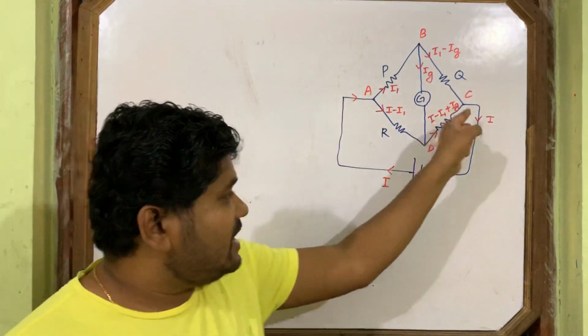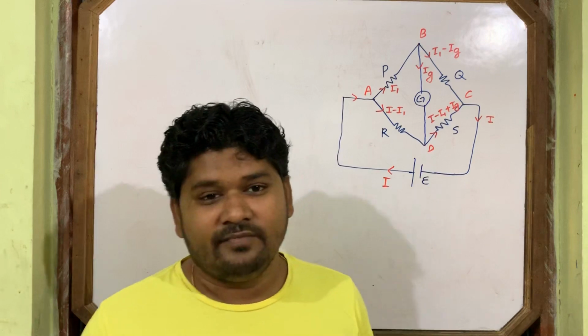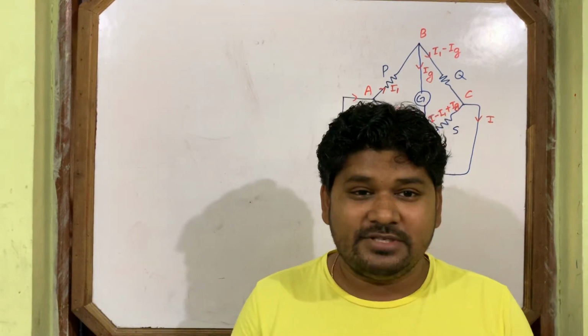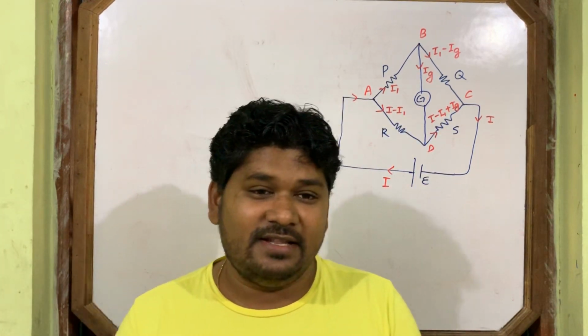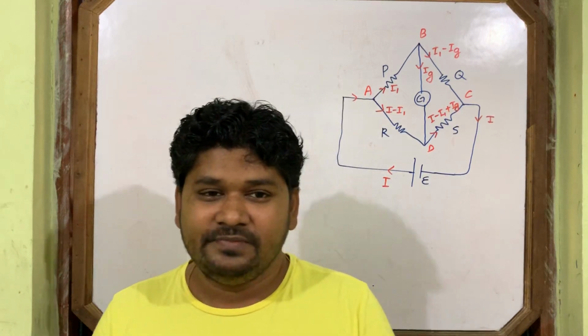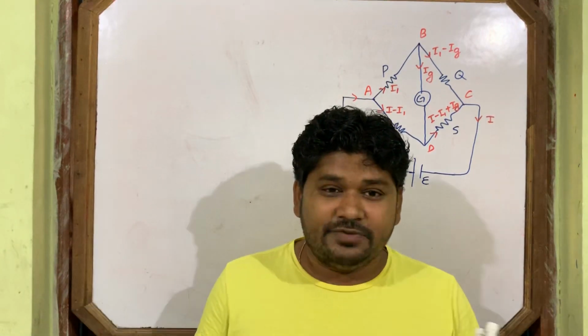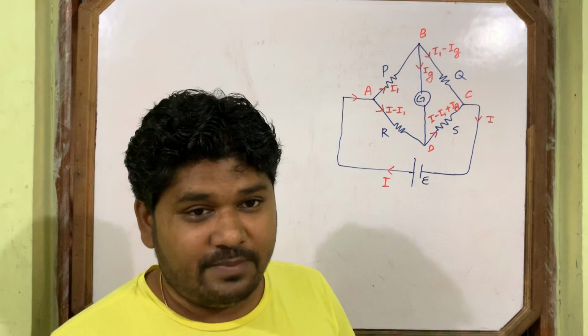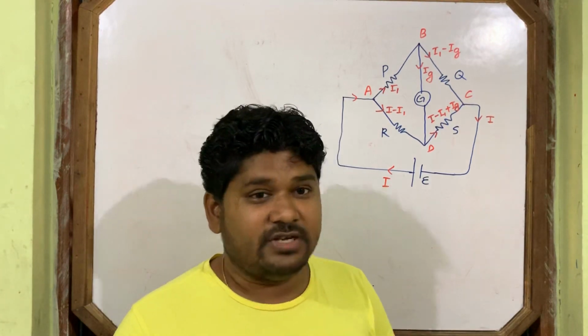I current enters, I current comes out. Based on conservation of charge, however much current enters, that much current obviously comes out. So this is the current distribution. I hope everybody understood. It's a very important part. Current distribution in KVL circuits is very important.